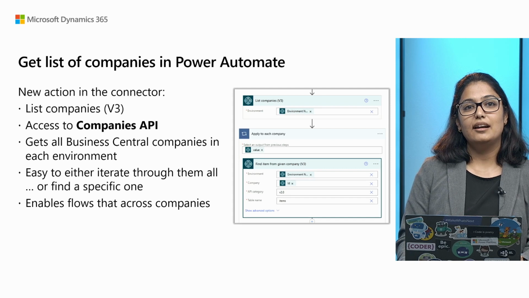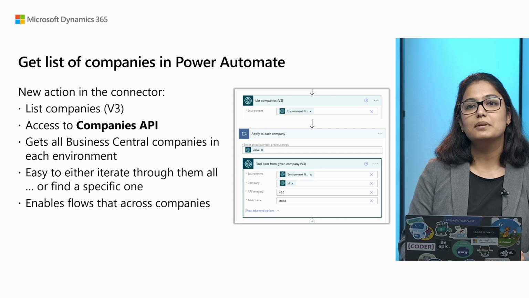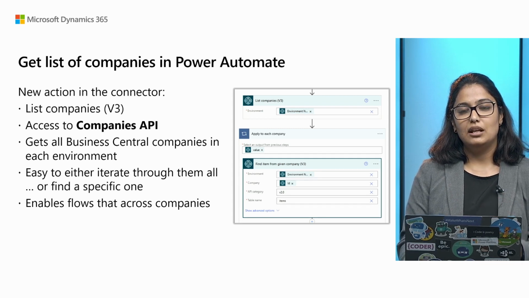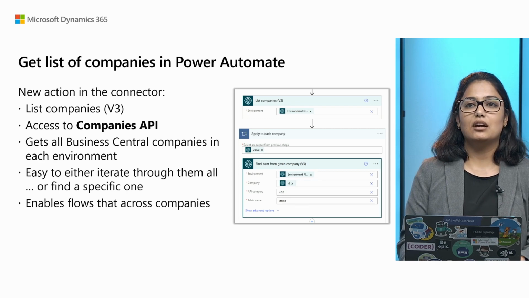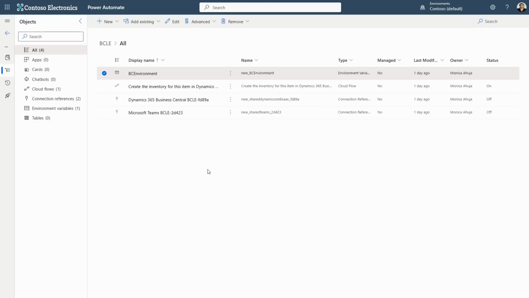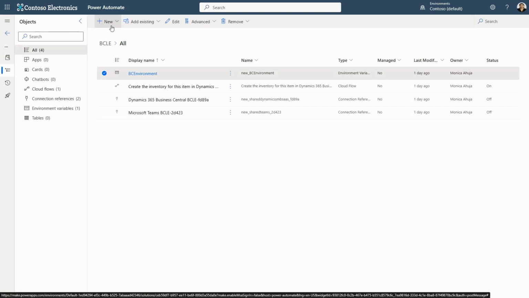We have now added a new action in the connector called list companies. It allows you to get all the Business Central companies for a given environment. So basically now you can enable flows that flow data across the companies. Let me just quickly show you a demo for this. To show you all the improvements that we have done for the maker experience, I'm starting with the solution where I have defined an environment variable called BC environment. And as you have seen, I have also added a default value of my current production name to this. So let's see how we can use this for a better maker experience.